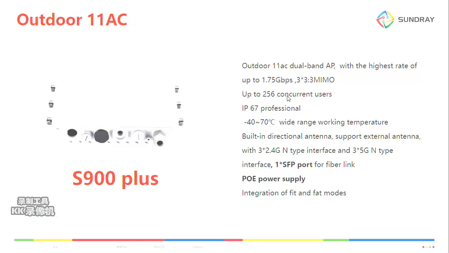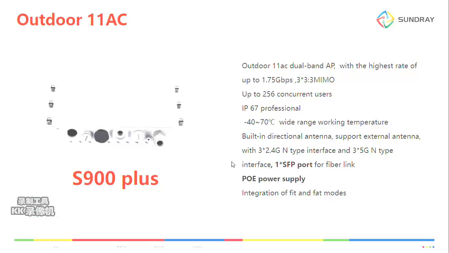For Sundray's access points, the single band maximum concurrent users is 128, and for dual band is 256. This one is IP67 certified, and the working temperature can be -40 to +70 degrees. So we can work in a wide range of working temperatures. We have a case in the high mountains, in snow time. The whole year the access point is run by the snow and ice, so it's always working. It can even be put in a freezer, about -30, -40 degrees. Yes.